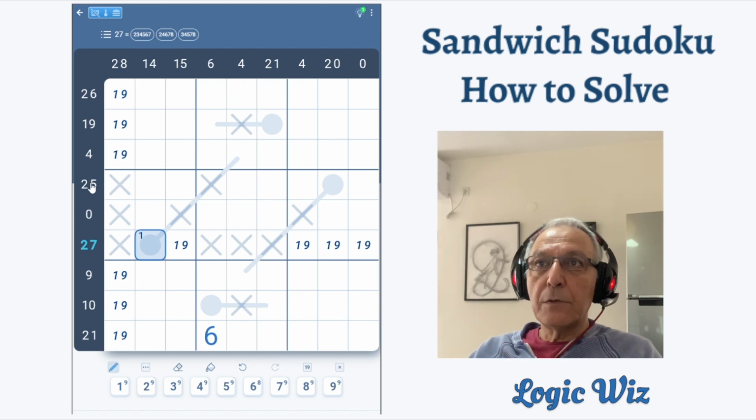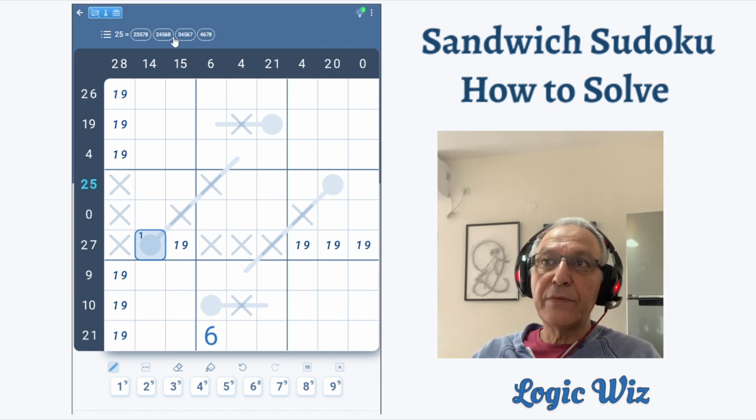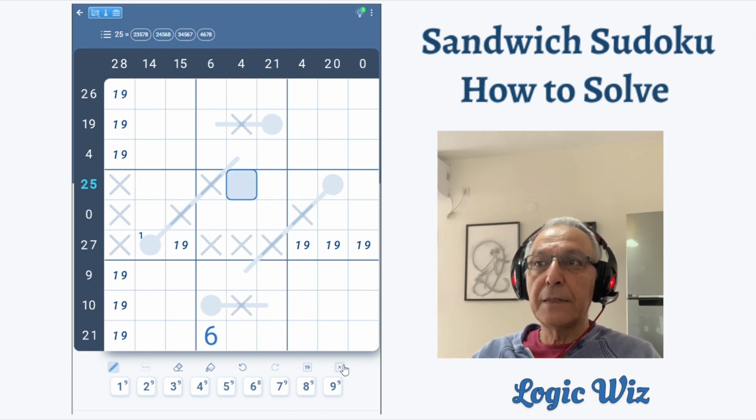The next one, let's look at the 25. We have either 4 digits or 5 digits. So the middle place immediately cannot have 1 and 9, because we don't have 4 digits to any direction.